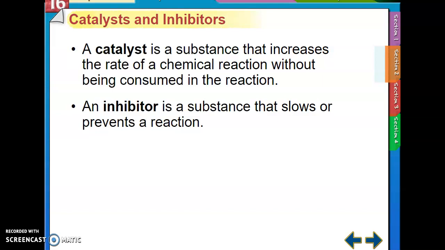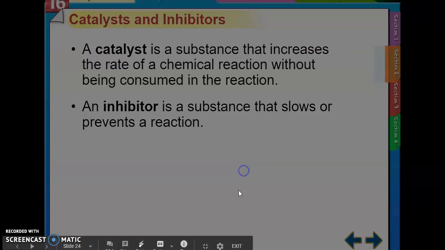Another thing is an inhibitor, and it does the opposite. It's something that slows down a reaction or prevents it from even happening.